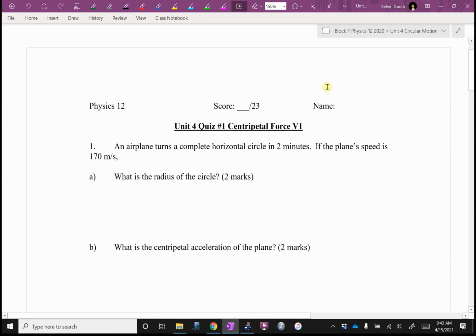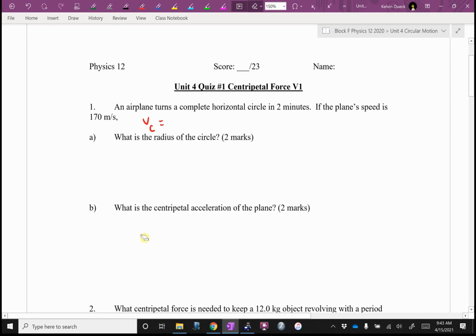I notice in number 1, I've given you the plane's speed. It says an airplane turns a horizontal circle in 2 minutes. All of you, of course, would cross out the 2 minutes and change that to seconds, yes? I'll let you figure out how to do that. If the plane's speed is 170 meters per second, what's the radius? I think here you're going to use the circular speed equation, which is on your sheet. I'm not going to tell it to you. I want you to get used to finding them.